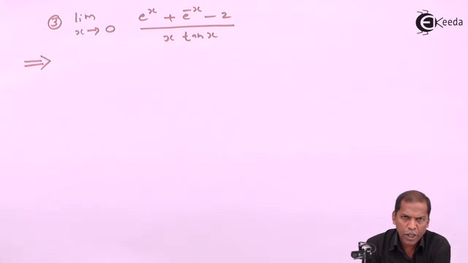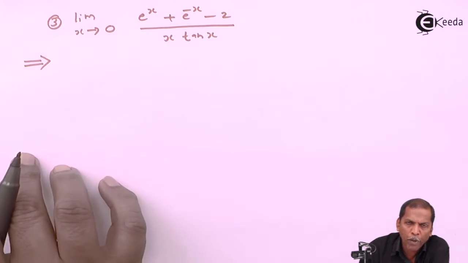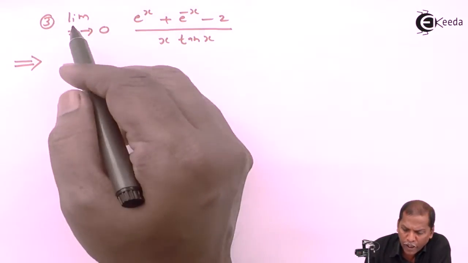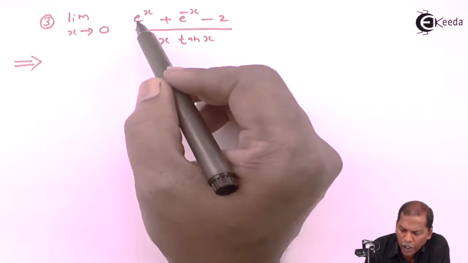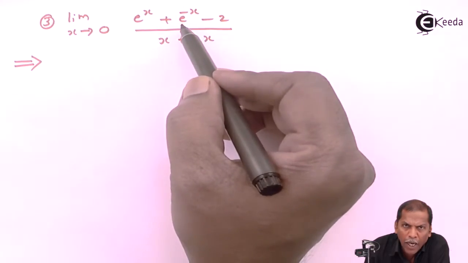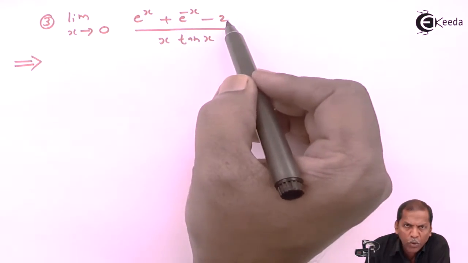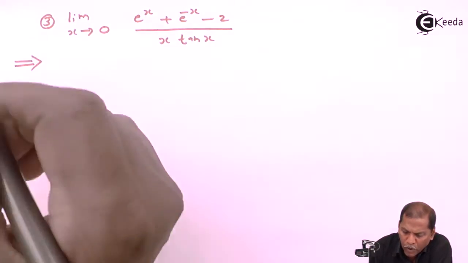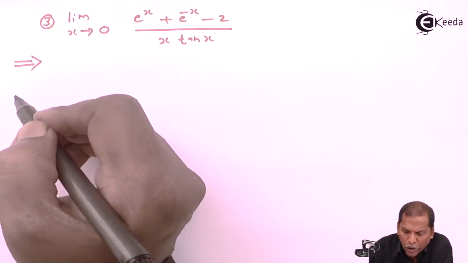Hello friends, now we see problem number 3, which is based on limits of exponential function and logarithmic function of the chapter Limits. Problem number 3 is: the limit as x tends to 0 of (e^x + e^(-x) - 2) upon x into tan x. Now let's see the solution.